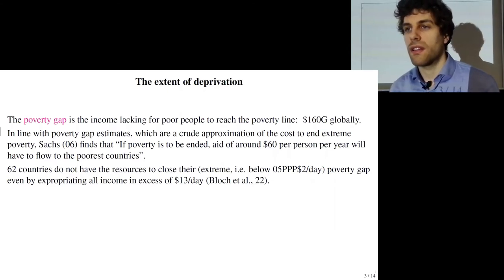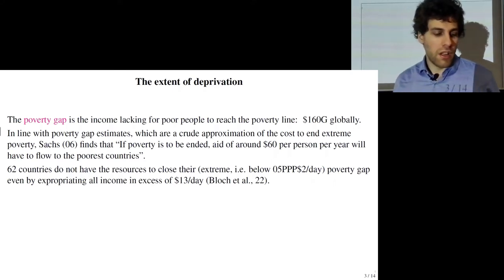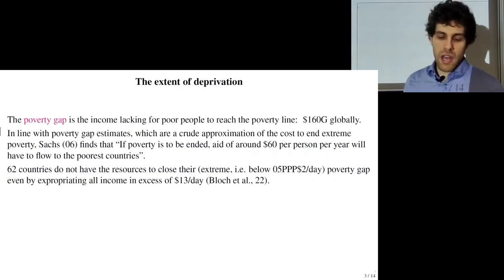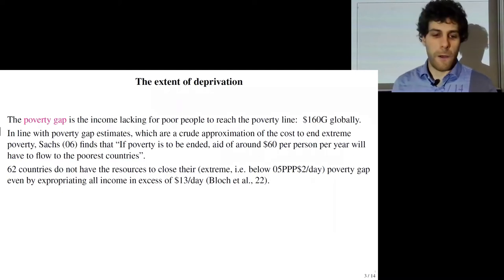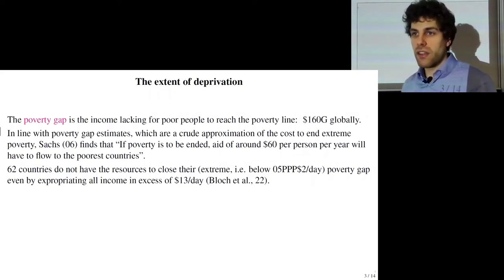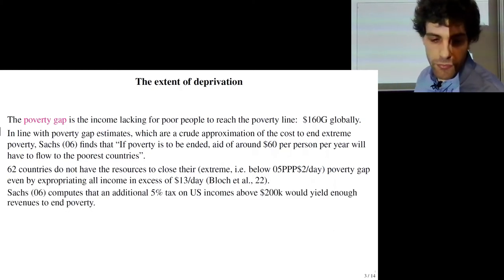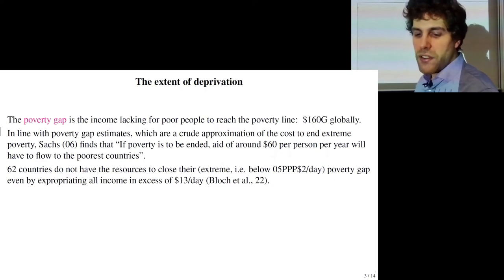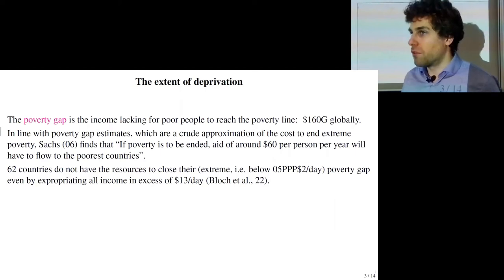Yes? Aside from income, doesn't it also depend on the capabilities in the poor countries or strength of institutions and that kind of thing? The question is whether income is a good measure of poverty. You're right, we should take other things into account, capabilities. I will talk about some other measures in the next slides. Income is the first proxy. So low-income countries do not have the resources by themselves to end poverty.